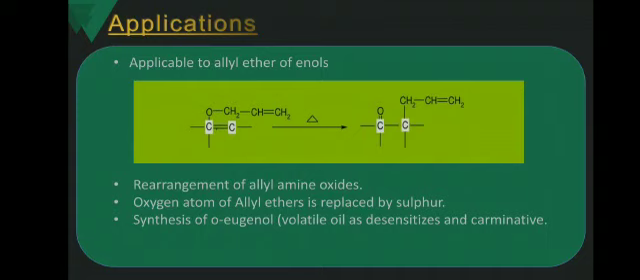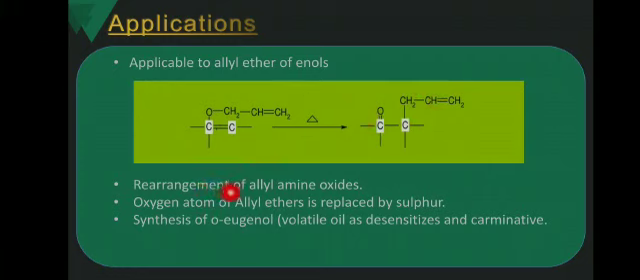The Claisen rearrangement reaction is applicable to allyl ether phenols, and also to others. Here we see the rearrangement of bonds takes place. Here are carbon number 1, carbon number 2 and carbon number 3. One bond is broken and the allyl group is attached on the third carbon atom, because of the numbering 1, 2 and 3, and this type of product is formed. So it is applicable for the allyl ethers of enols.